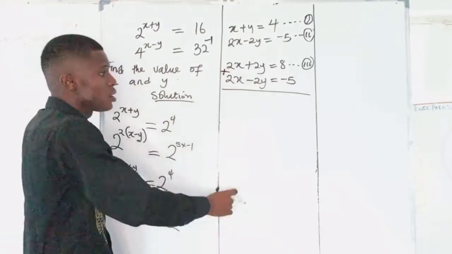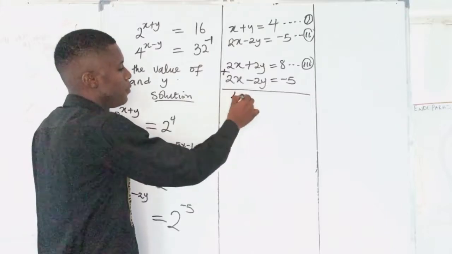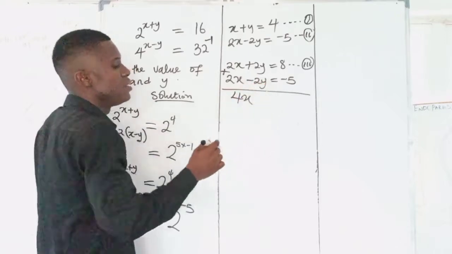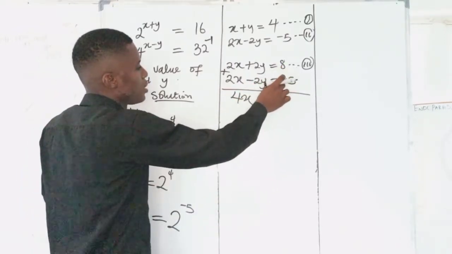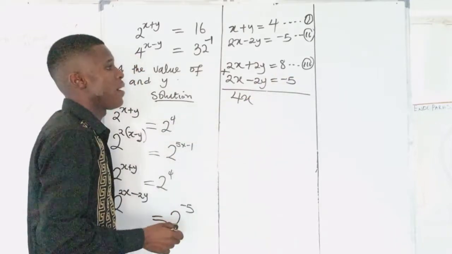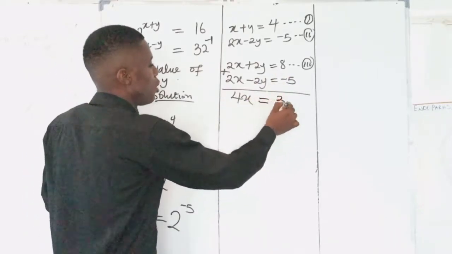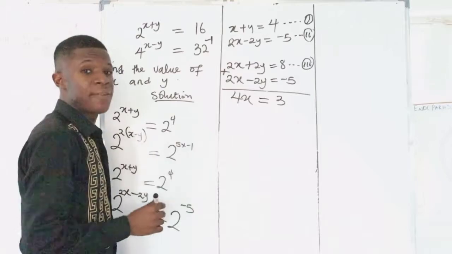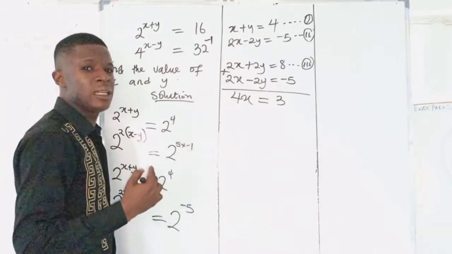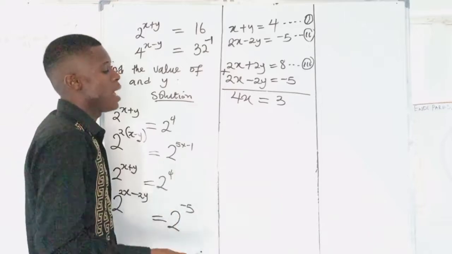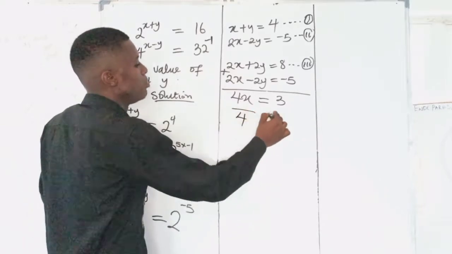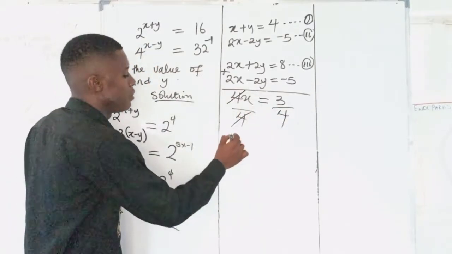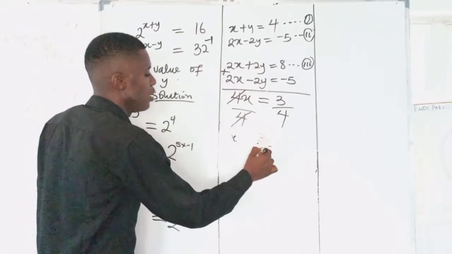So let's add the two equations. 2x plus 2x, I have 4x. 2y plus minus 2y, I have 0. Then 8 plus minus 5, that is 8 minus 5, which is equal to 3. So since 4x is equal to 3, I need to divide both sides by 4 so that I can have the value of my x. Dividing both sides by 4, 4 divided by itself is 1. Then my x is equal to 3 over 4.